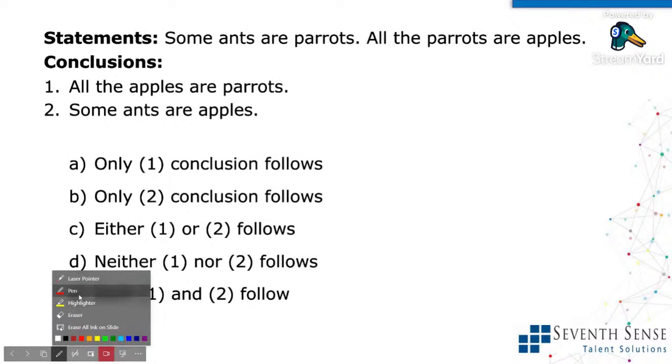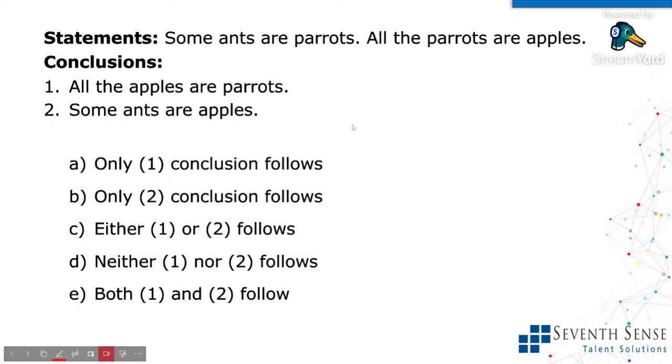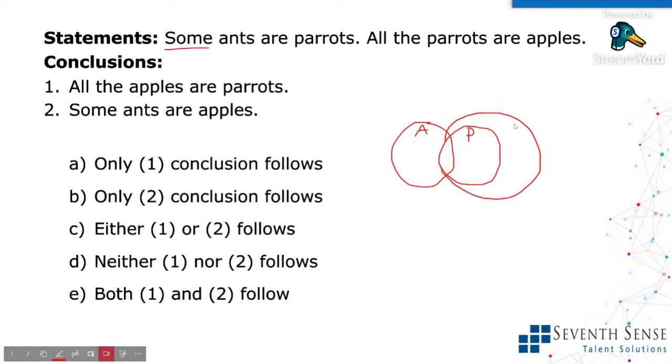So as I already told, I have erased a lot of answers, so let me show you with practical. Okay, some ants are parrots. We're going to take a circle and name it ants. We're going to take one more circle because we're talking about some. Some ants are parrots. Then all the parrots are apples. So we are telling that all these parrots are basically apples. I'm going to write AP because I don't want to have confusion between ants and apples.